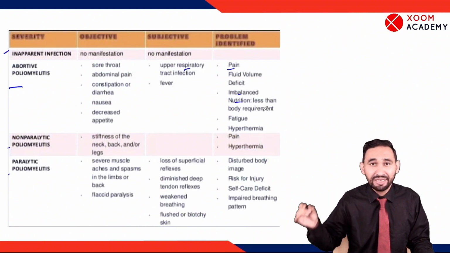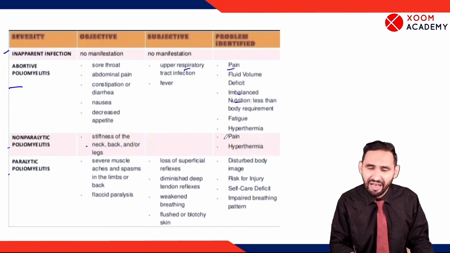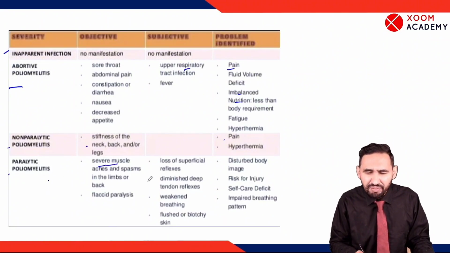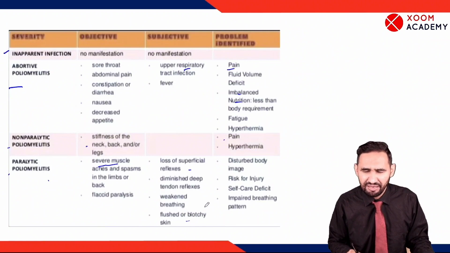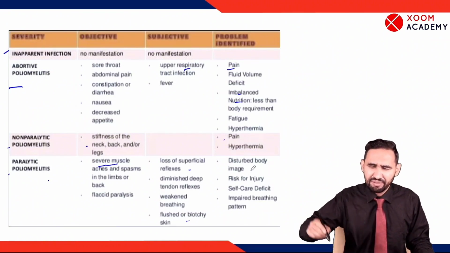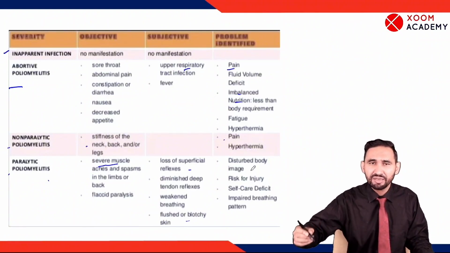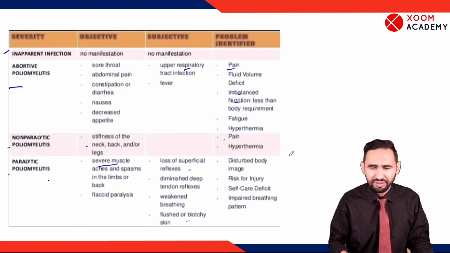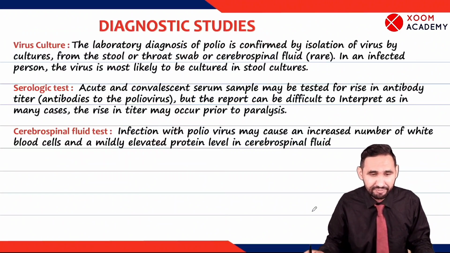Non-paralytic polio. There is only stiffness or muscular weakness, and the person may feel pain and fever. And in paralytic polio, it causes severe muscular pain. It causes paralysis, loss of reflexes, loss of superficial reflexes, and flaccid paralysis. And the person may become disabled. There may be impaired breathing. So we can say that there is inapparent polio, abortive polio, non-paralytic polio, and paralytic polio. The most dangerous and most severe form is paralytic polio, because a person may become crippled and disabled.